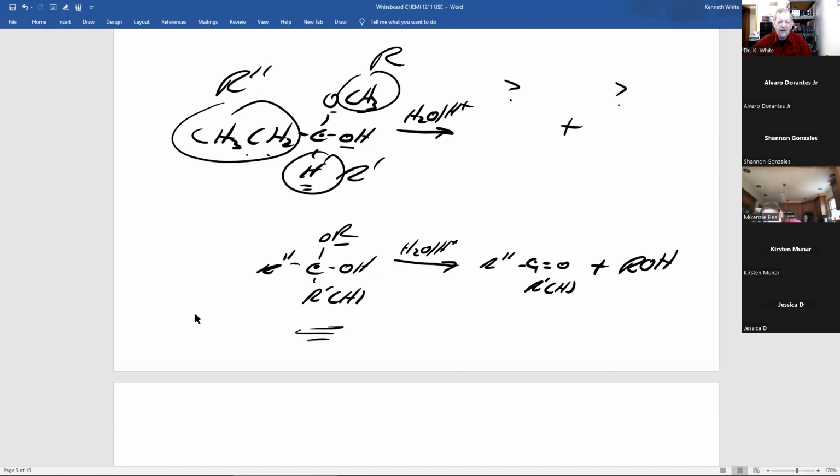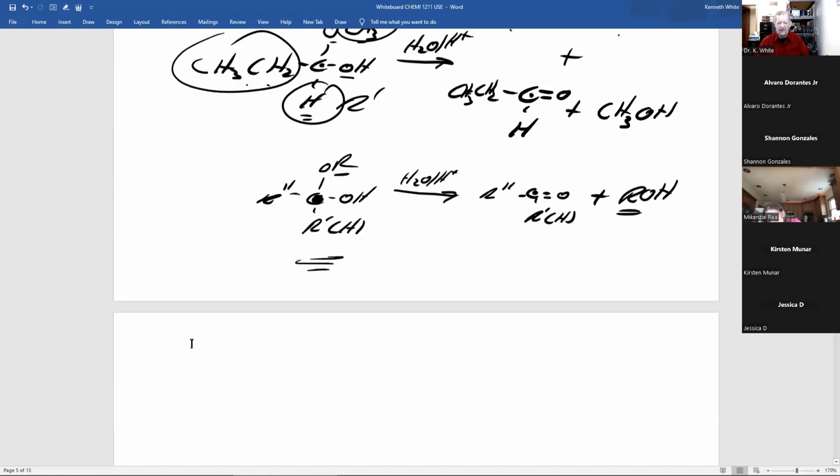Keep my eye on this carbon, which becomes this carbon, which becomes this one. What's R prime, hydrogen? What's R double prime, ethyl? And my alcohol, my R group is methyl. And that's how you do it. Oh, let's do another one.